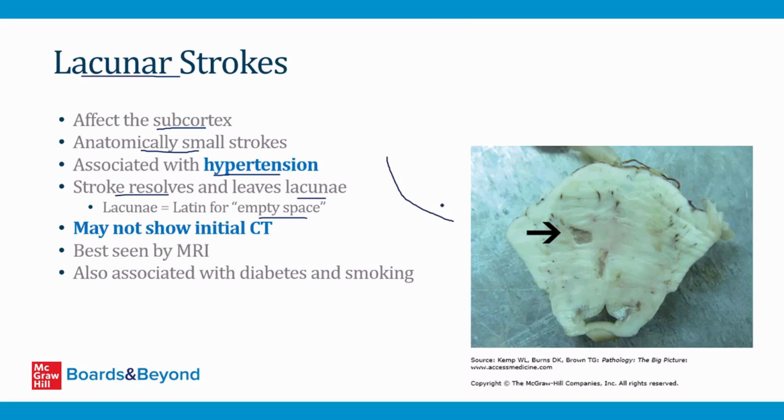So this is an example of what one can look like grossly here. You can see this space left behind in the brain from a lacunar stroke. And these strokes are so small that they often don't show on the initial CT scan. So if a patient presents with clinical features of a lacunar stroke, the initial CT can be normal. They are best identified by MRI. And then you should also know that although they are strongly associated with hypertension, they also have an association with other vascular disease risk factors like diabetes and cigarette smoking.